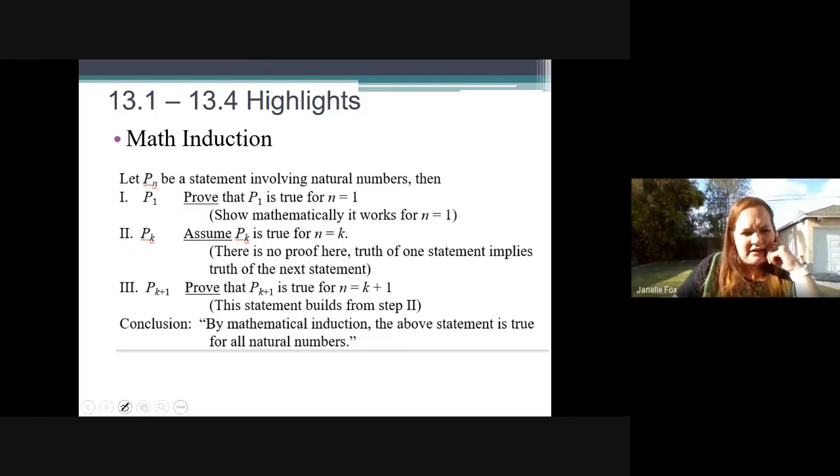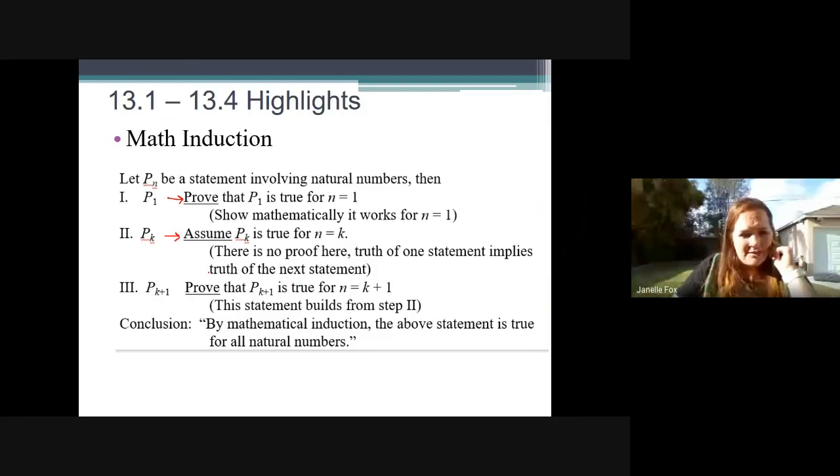So the first thing you're going to want to do is write down the words: prove that p sub 1 is true for n equals 1. You plug in 1. Your second step is you say assume p sub k is true for n equals k, and you really just copy down the original statement and plug in k.